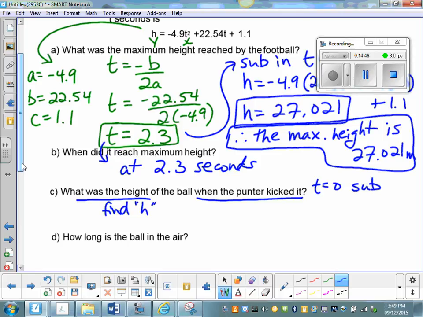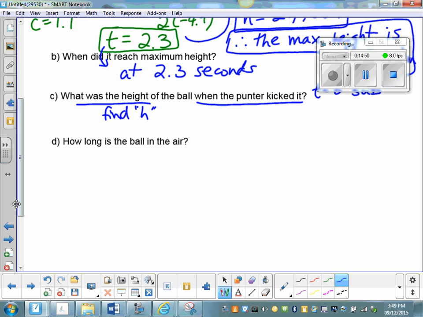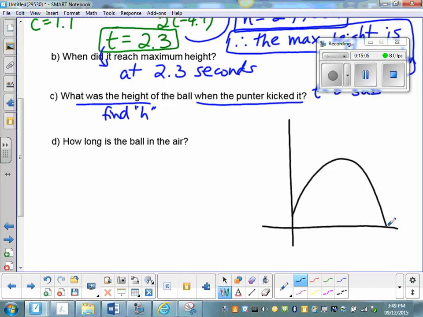Now, when we're finding the height of the ball, if I do a picture of what this looks like here, and I do find it helpful, and I would encourage you to draw a little picture of what this looks like. So we've got the punter here, and the punter kicks the ball in the air, and the ball lands over here. We're trying to find out what the height of the ball was when the punter kicked it. So we're trying to find that value there.